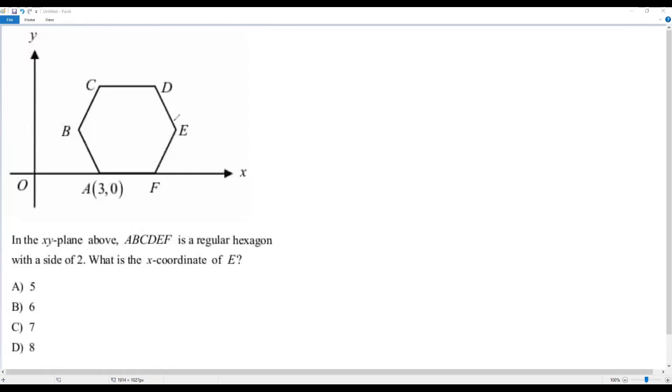Okay, in the given figure, we have to find the x-coordinate of the point E over here. And ABCDEF is a regular hexagon with the side length of 2. Here this AF is one of the sides of this hexagon. So since it's a regular hexagon, all the sides will be equal in length. So the length of this side is 2 and the length of this side EF is also 2.